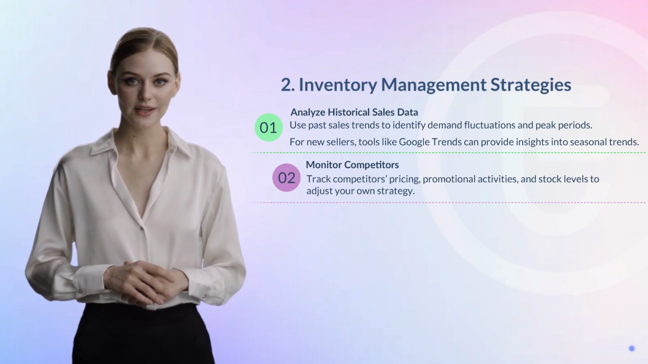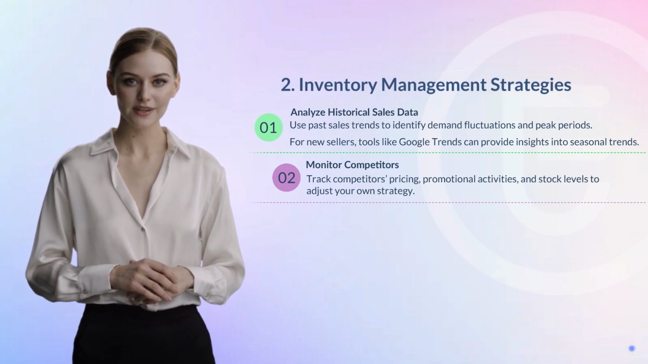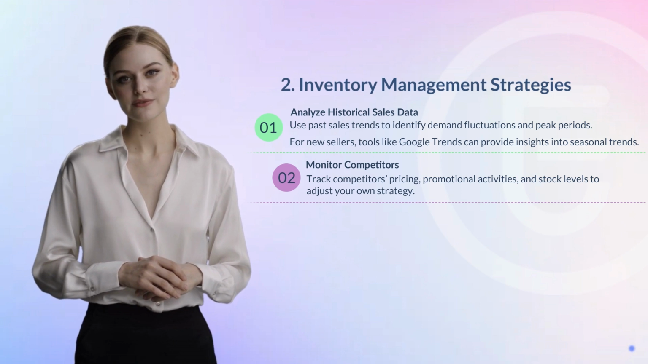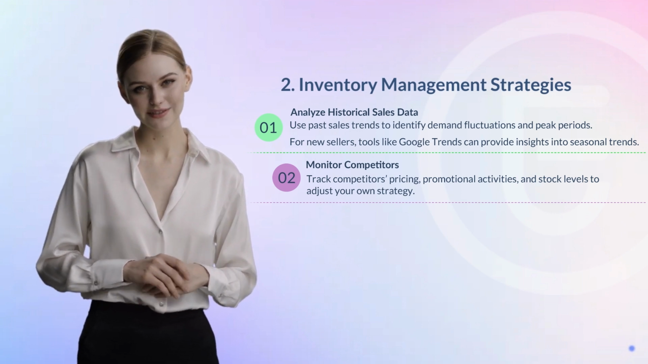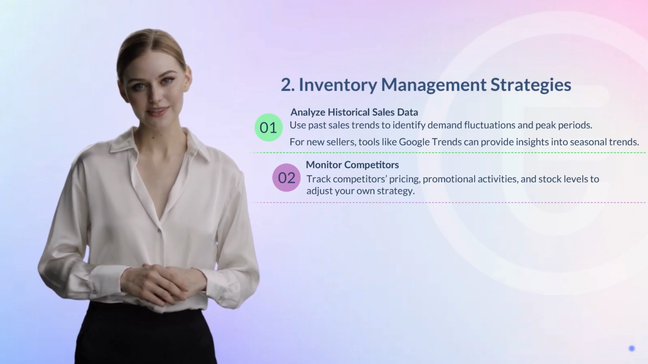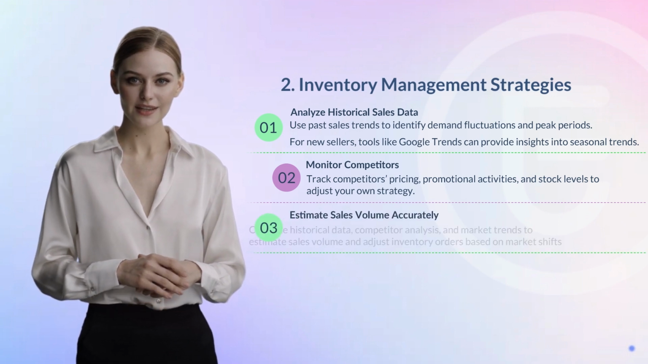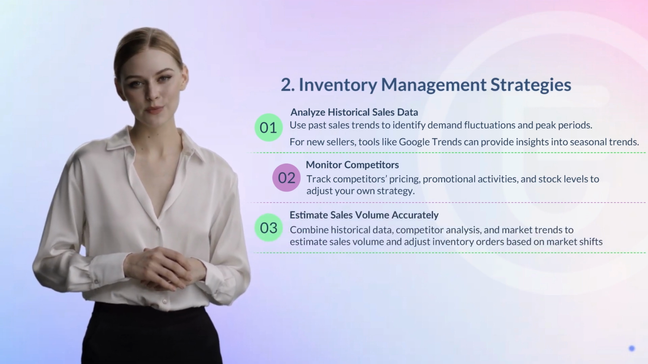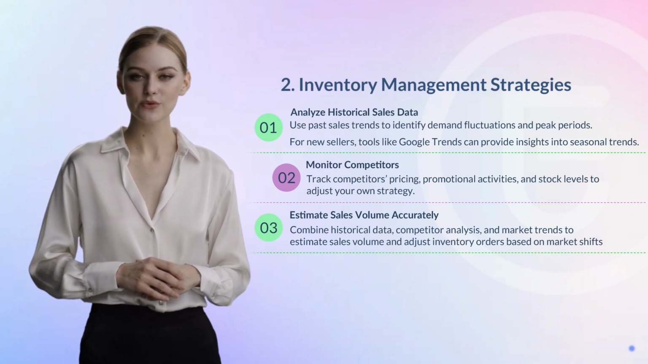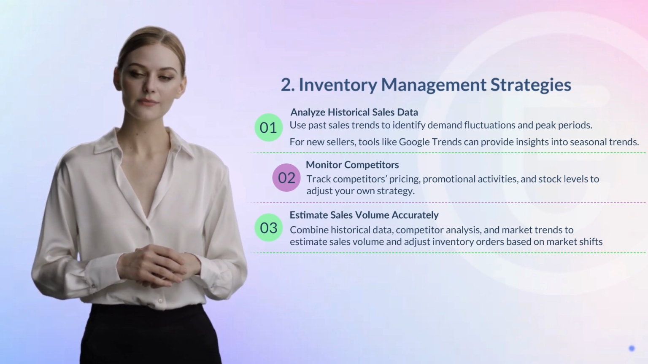For example, if a competitor clears out seasonal inventory by offering discounts in Facebook groups, you can implement a similar strategy and potentially sell out your stock even faster. By combining historical data, competitor analysis, and market trends, sellers can more accurately estimate sales volume.